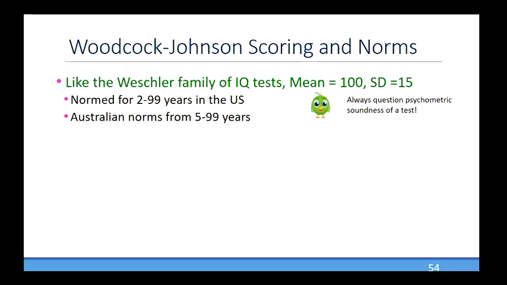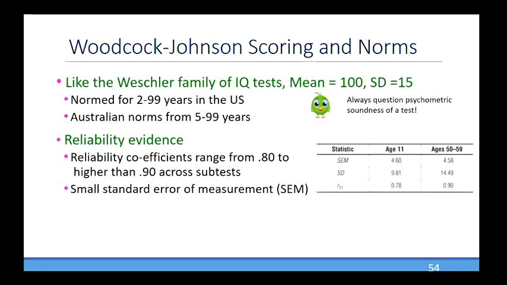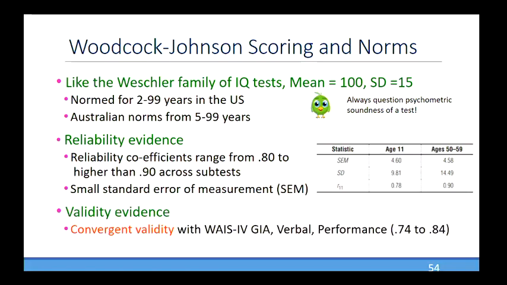But you should always question the psychometric soundness of a test. So let's have a look at it. Reliability. Well, coefficients ranging from 0.8 to higher than 0.9 across subtests. I remember 0.9 was the gold standard for making high-stakes decisions about individuals. It has a small standard error of measurement, which is nice, because that means our confidence intervals, when we write up that report, are going to be narrower. We can be more sure than perhaps with another test.